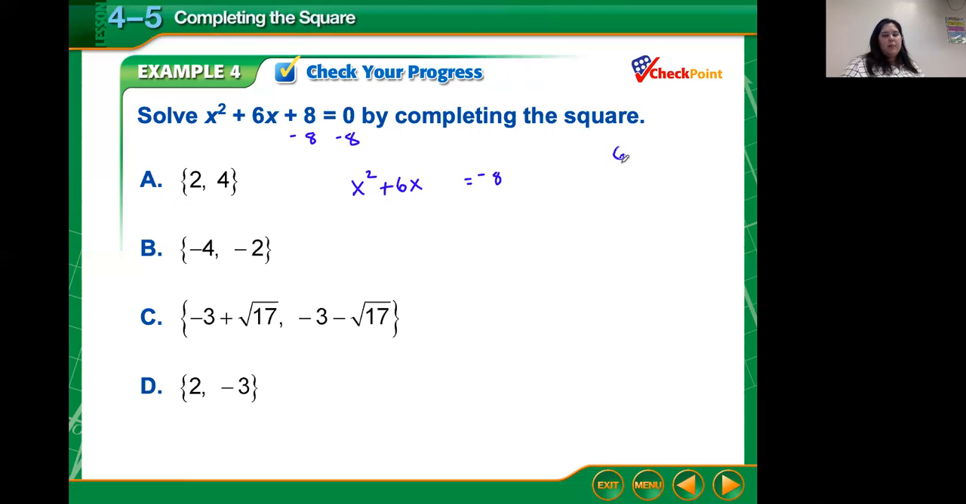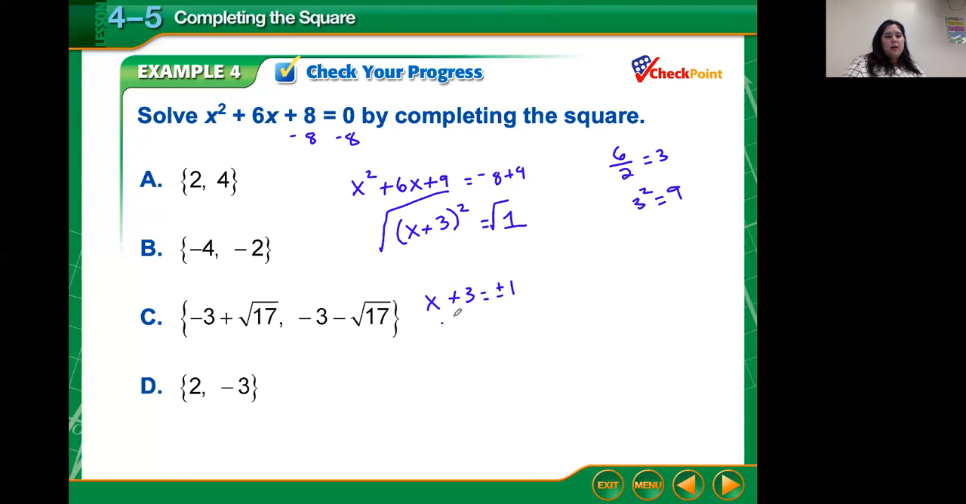All right, we're going to take half of our b value, which is 3, and 3 squared equals 9. So we're going to add 9 to both sides. And we're going to rewrite this as our perfect square, x plus 3 squared equals 1. We're going to take the square root of both sides, and we get x plus 3 equals plus or minus 1.